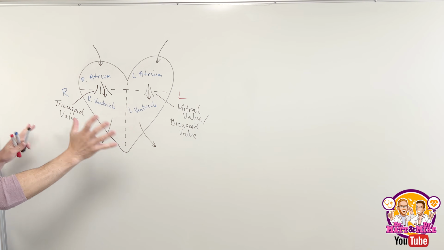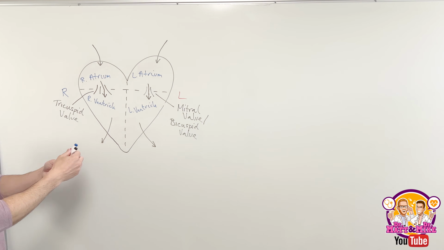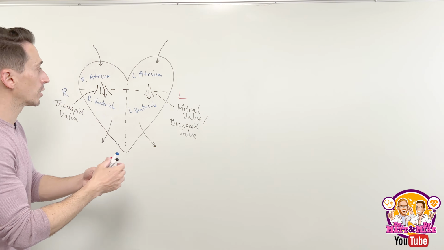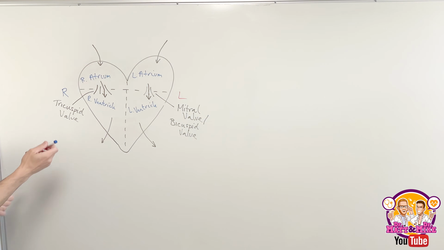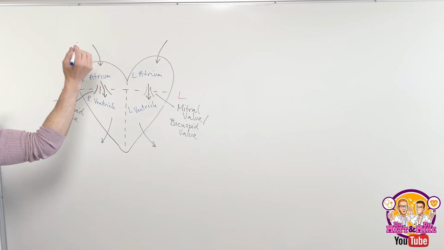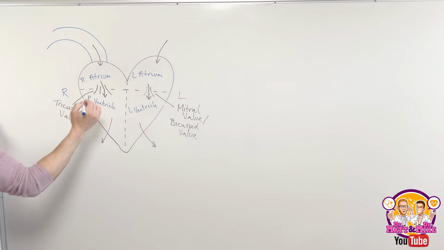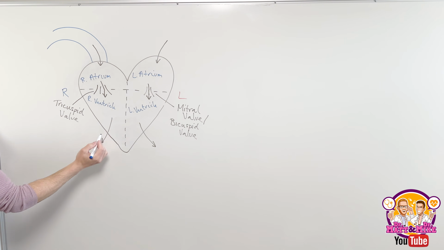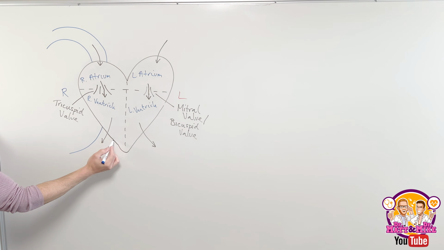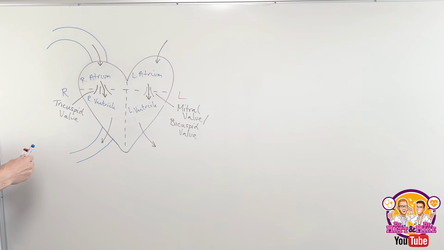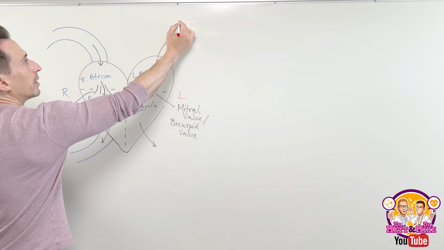Now let's draw up the vessels associated with the heart that we often term the great vessels. So firstly, let's start with the right-hand side of the heart. We're going to have a vessel coming in like that. I want you to draw it in blue. And we're going to have a vessel leaving. Now for the left-hand side, I want you to do the exact same thing but in red.